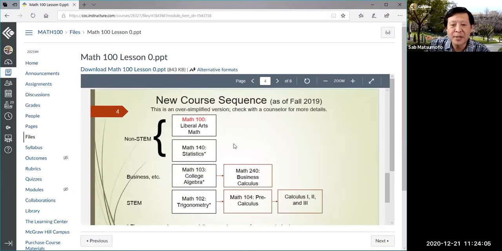New course sequence. This is as of fall of 2019 when our curriculum drastically changed, partly because of the new state law called AB, Assembly Bill 705. You may have heard of that. Everybody gets placed into a transfer level math course with or without co-requisite. Non-STEM students, of which you probably are one, will be taking either liberal arts math or Math 140 statistics with or without support.